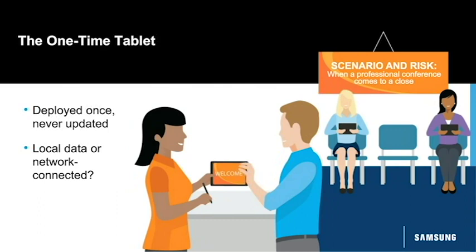So now that we've talked a little bit about what KC is, we're going to explore a few of the specific use cases that businesses are exploring. We're going to cover 4. This will be the one-time tablet, what we call the restricted device, the enterprise device, and the digital kiosk. We're going to begin with the one-time tablet.